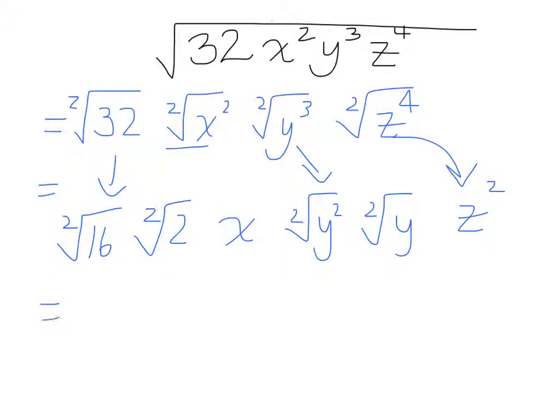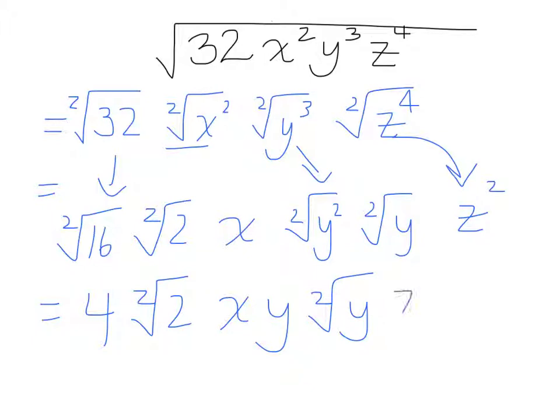And now we can simplify. The square root of 16 is 4, the square root of 2 is the square root of 2, x is reduced, the square root of y squared is y, the square root of y is just the square root of y, and we have z squared. So if you can do this question, I think you've learned all the skills you need to know for part 1, radical rule number 1.